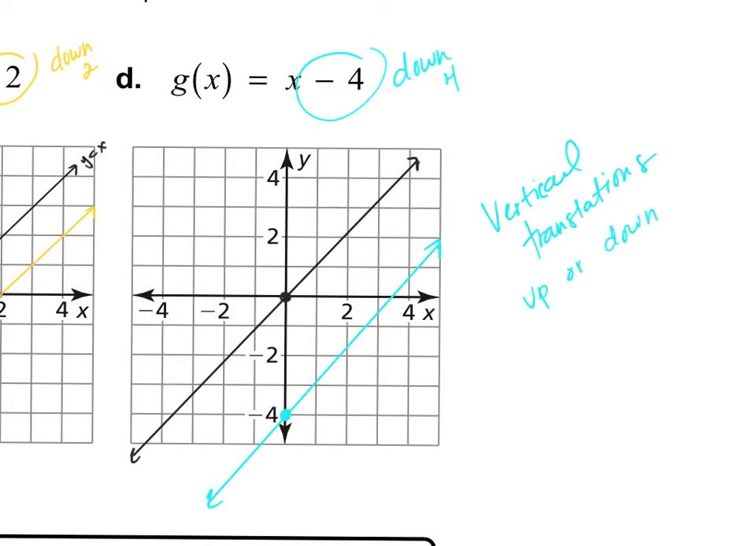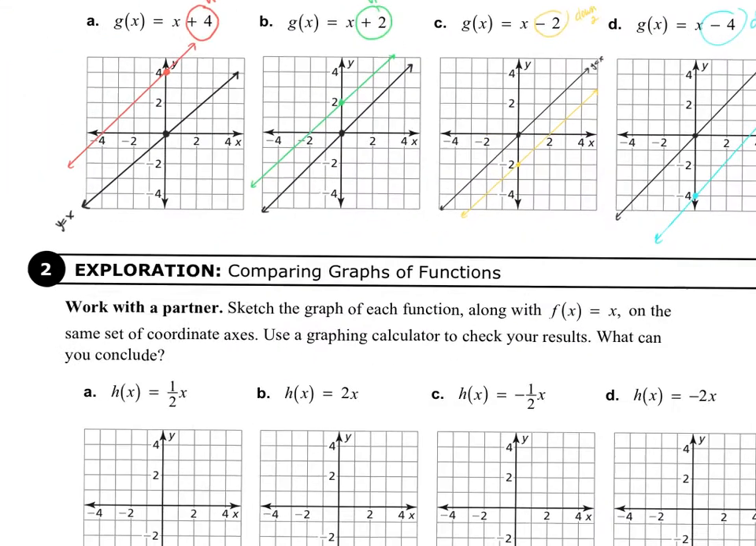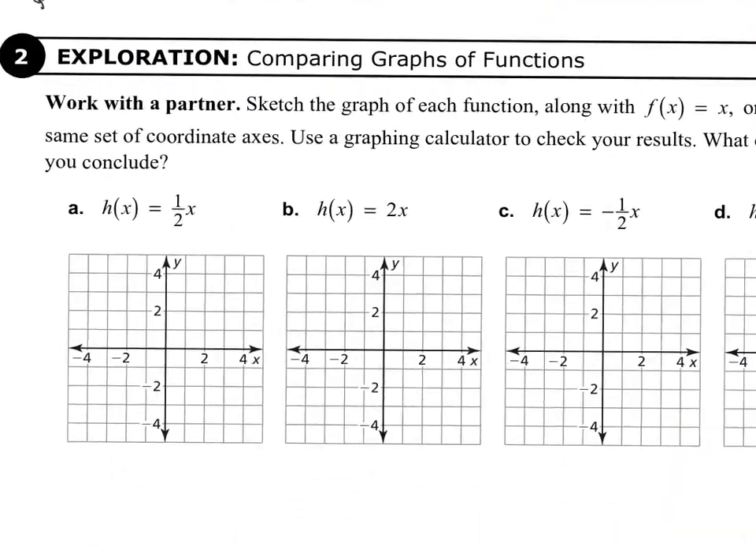I want you to write this definition. Let's do g of x, our new function. So g of x equals your old function plus c. If c is greater than 0, you're going to go up. If c is less than 0, you're going to go down. Okay, let's now move on to some horizontal movement.